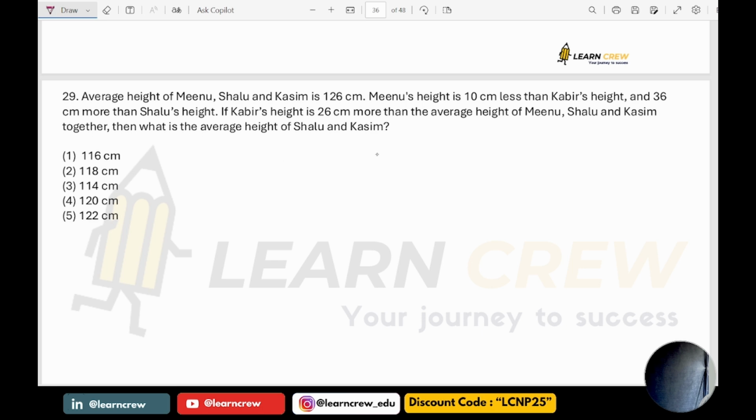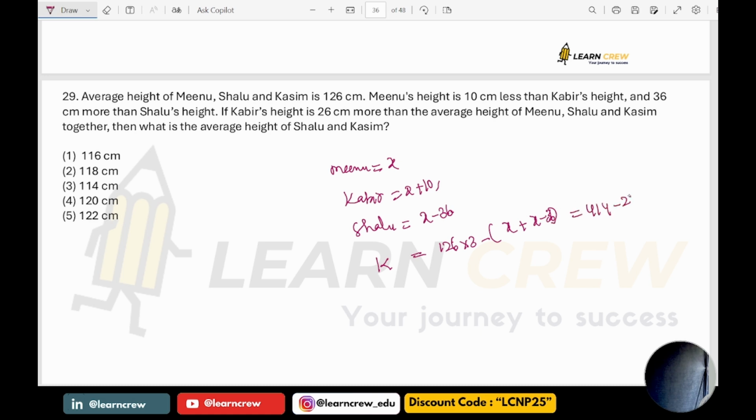So here, if Meenu's height is x, then Kabir would be x plus 10 and Shalu's would be x minus 36. Am I correct or not? Correct. So what would be Kasim's height? Kasim's height would be 126 into 3 minus x plus x minus 36, which is nothing but 414 minus 2x.